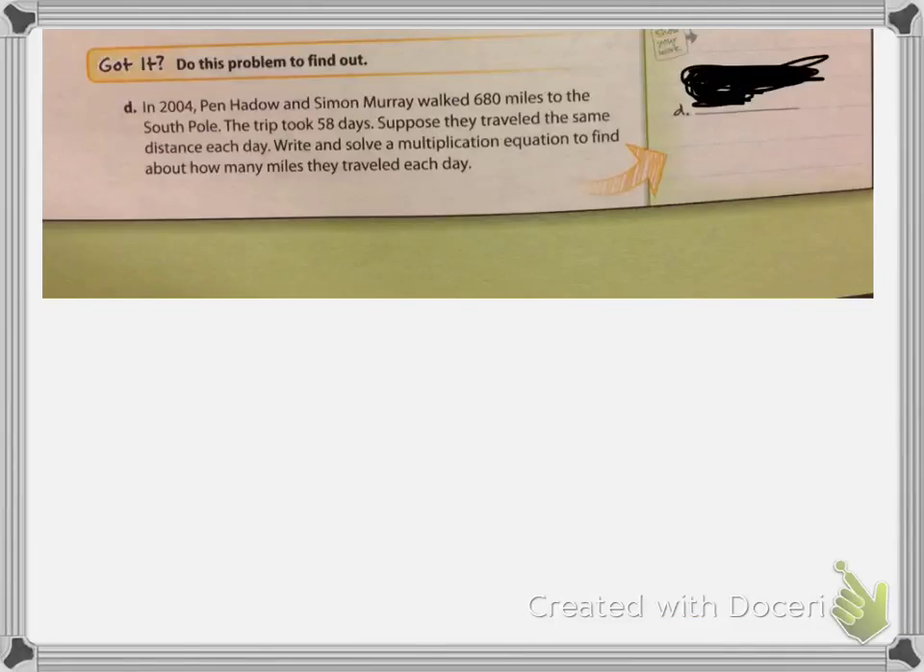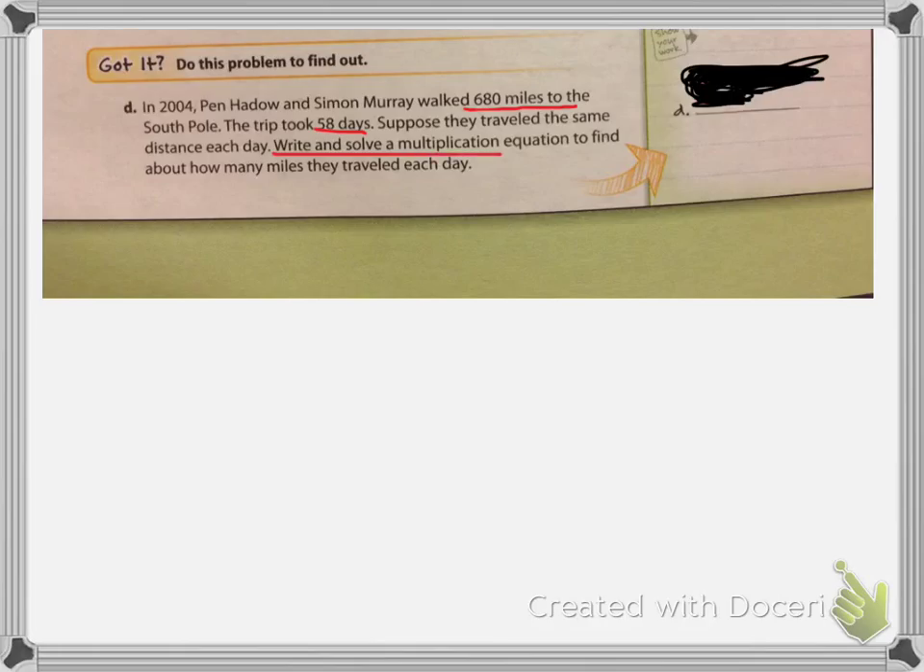All right, let's go ahead and try D on your own. It says in 2004, Pen Hadow and Simon Murray walked 680 miles to the South Pole. So we're going to underline that. The trip took 58 days. Suppose they traveled the same distance each day. Write and solve a multiplication equation to find out about how many miles they traveled each day.